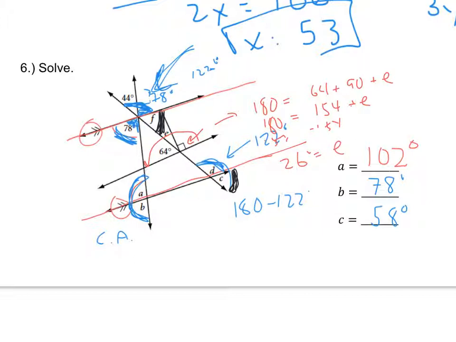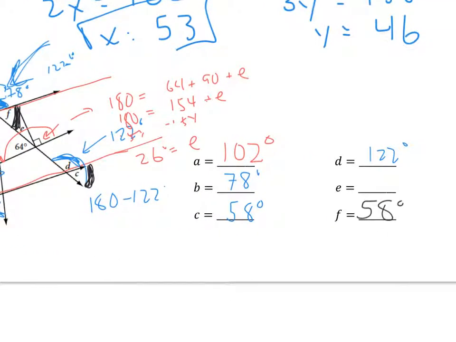It looks like 26 degrees is the answer for E, so let's fill that guy in too. That brings us to the end of this page.